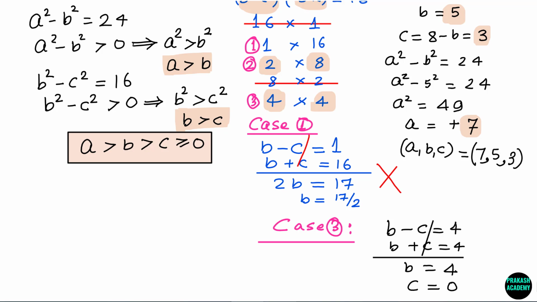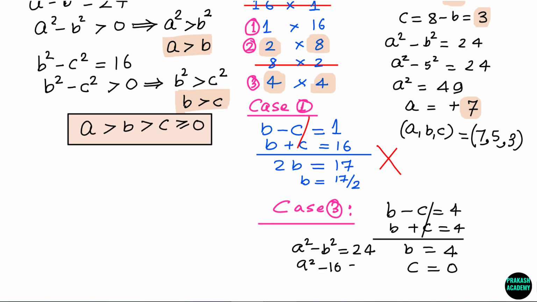And then what is the value of a? You can find a using the first equation, a square minus b square is equal to 24. b is 4, so a square minus 16 is equal to 24, which means a square is 40. So in this case again, a will not be an integer, and this case is also not accepted. This is not an acceptable case because a is equal to the square root of 40, which is not an integer.